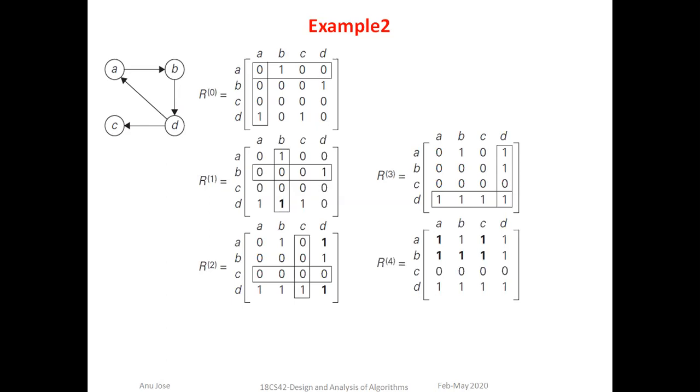And you can see there is a path existing between A to all other vertices, B to all other vertices. From C, there is no connection or no path to other vertices. And even from D, there is a path existing from D to all other vertices. So this will be the final transitive closure of the given graph.